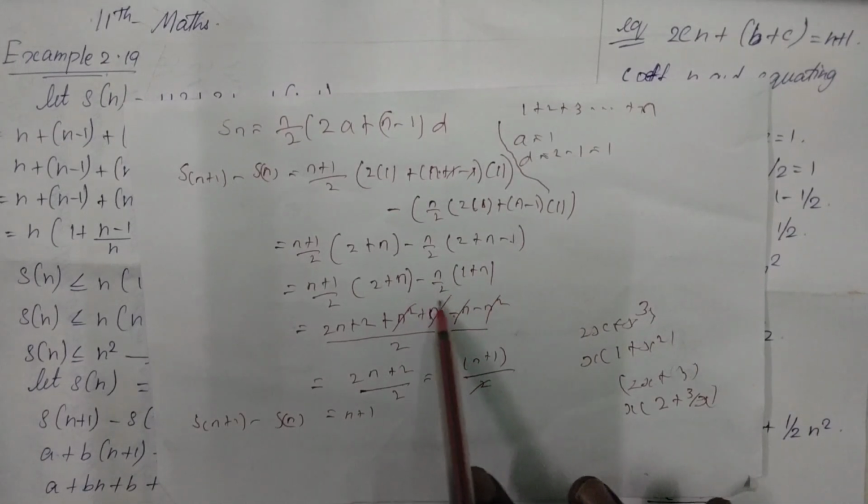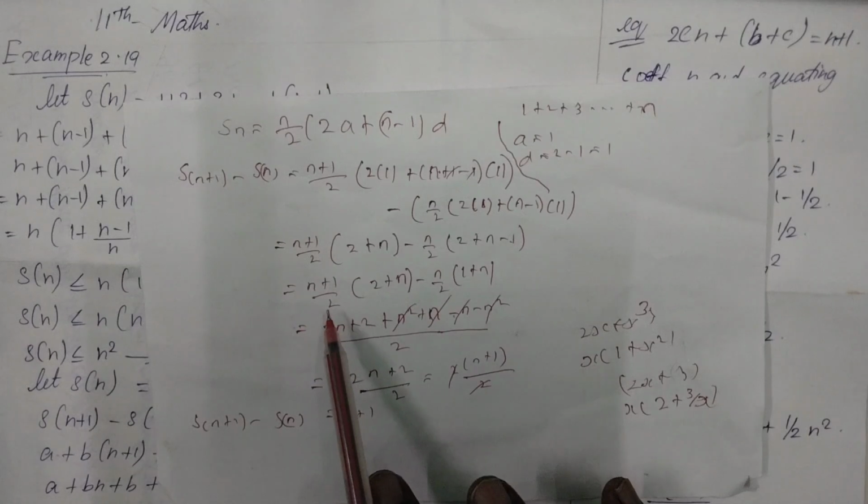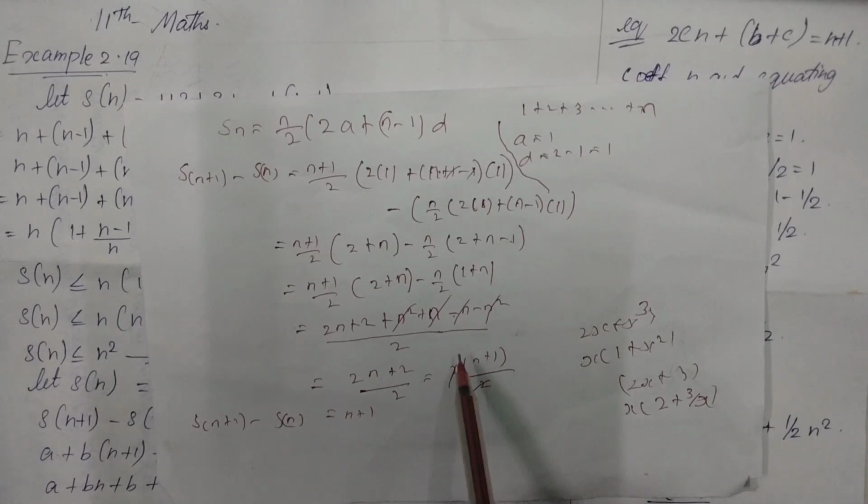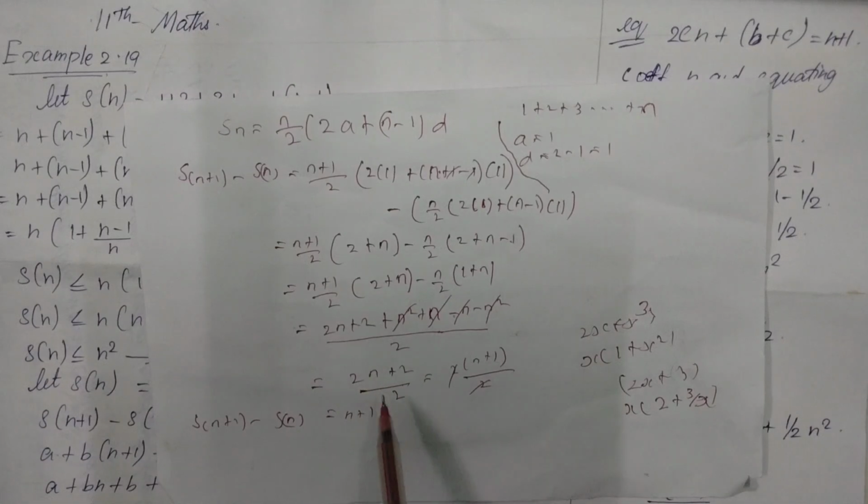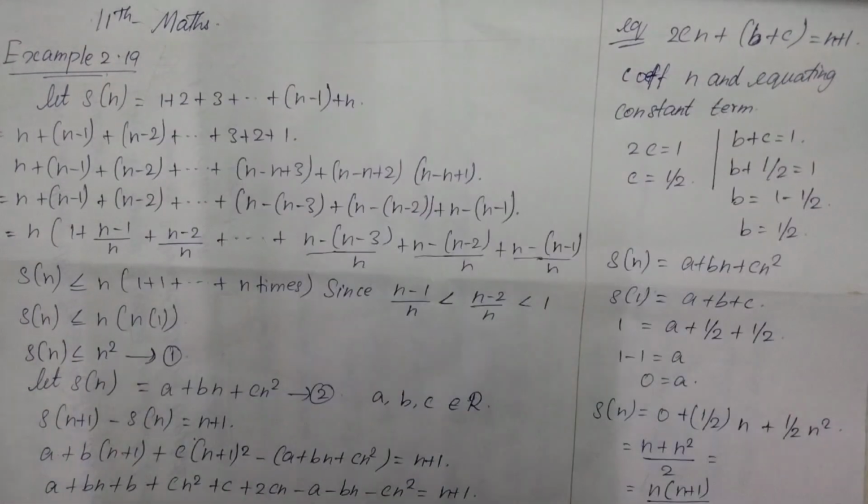Because there also the denominator is 2, here also the denominator is 2, so the whole thing is divided by 2. Now eliminating n squared and n, we have 2n plus 2. Now take 2 common. Then we have n plus 1 by 2, the 2s cancel. So we have the formula Sn plus 1 minus Sn equal to n plus 1. So without this step, directly substitute the value. Sn plus 1 minus Sn equal to n plus 1.